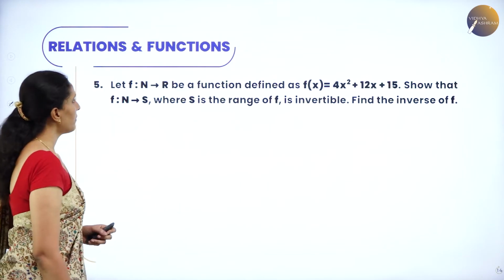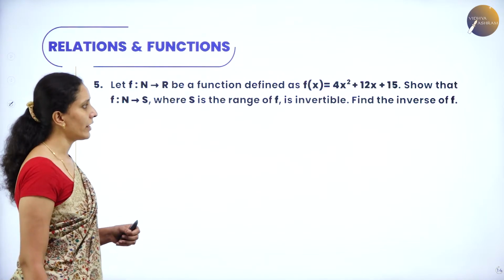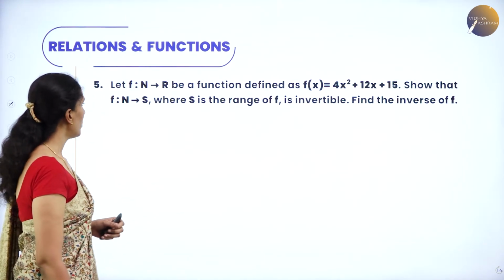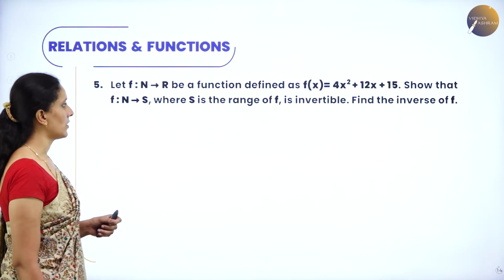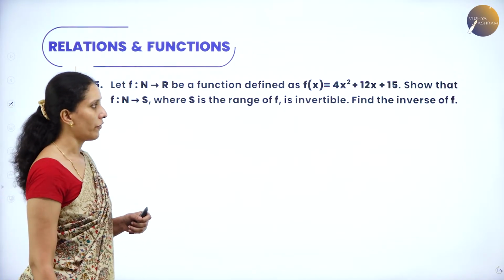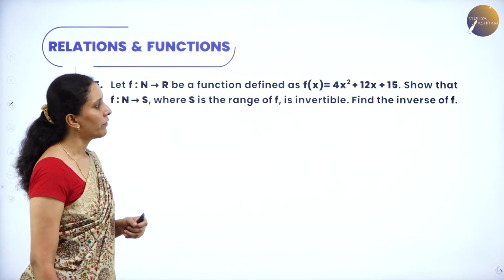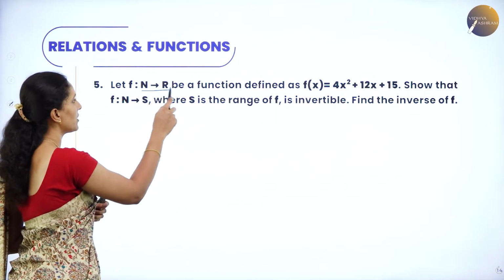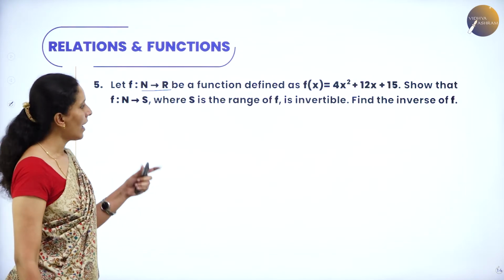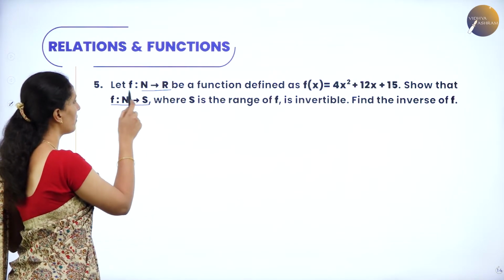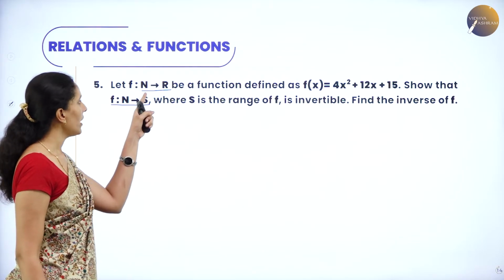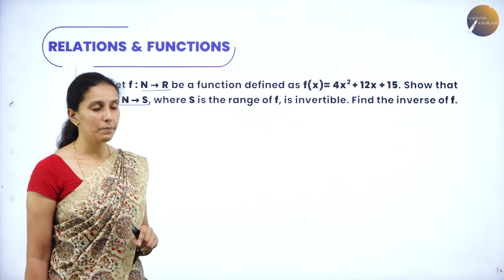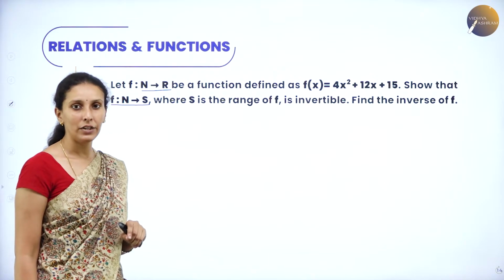Next one. Let f from N to R be a function defined as f of x is equal to 4x square plus 12x plus 15. Show that f from N to S, where S is the range of f, is invertible. Find the inverse of f. So here the function is defined from the set of natural numbers to real numbers, and another function is defined from natural numbers to the range of the first function. So we have to show that it is invertible and we have to find the inverse of f.